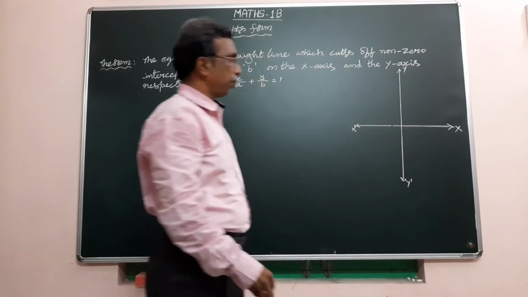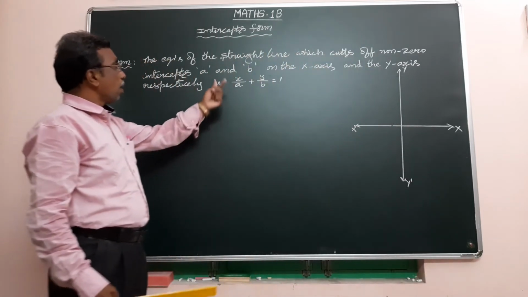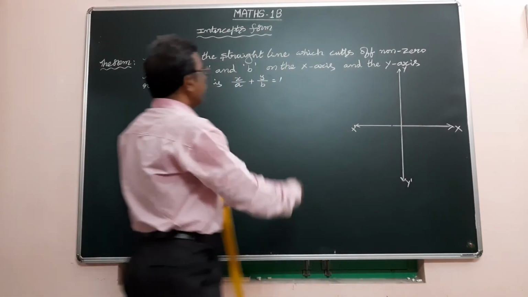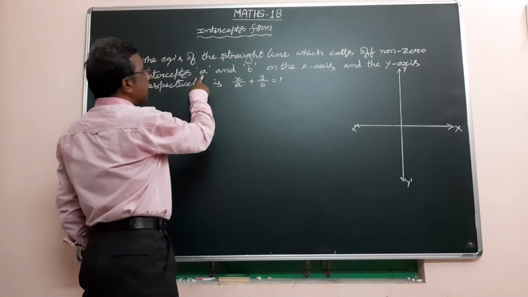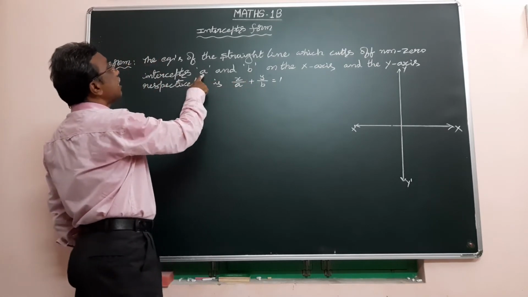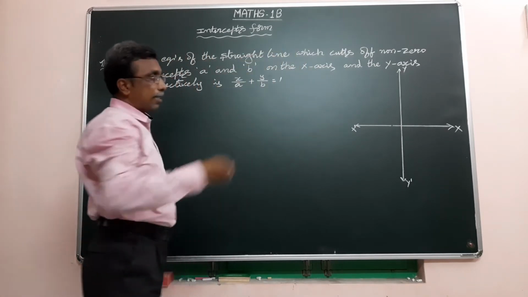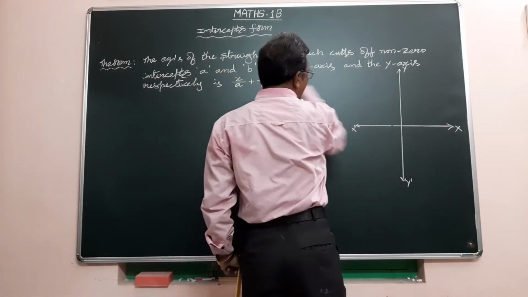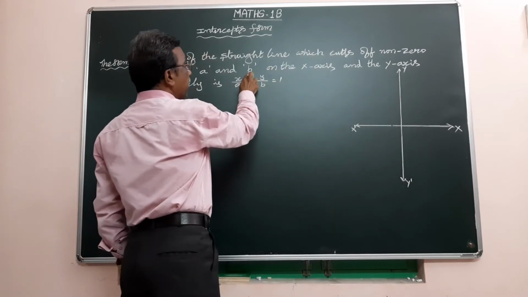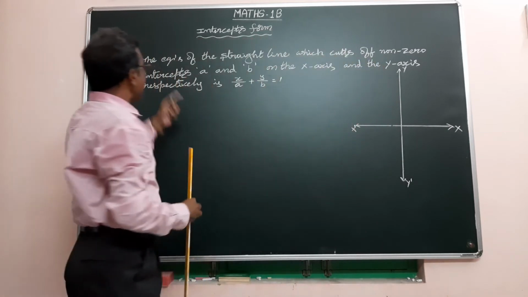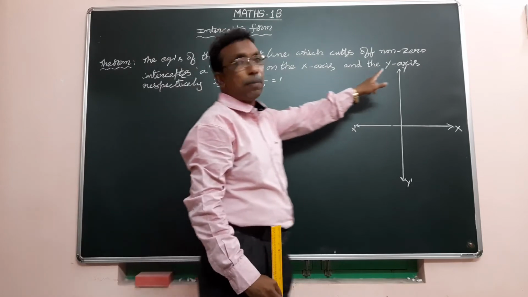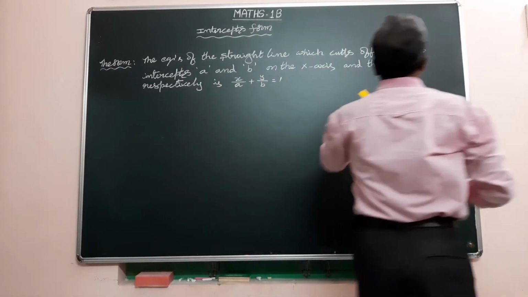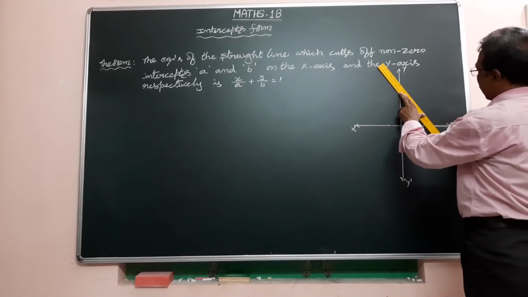Y-axis. Next, this one is x-axis, this one is y-axis. So, observe this one. A is intercept A on x-axis. Intercept A on x-axis, A lies on x-axis. B is the y-axis intercept. Intercept B on y-axis. So, once observe this one, draw one line.